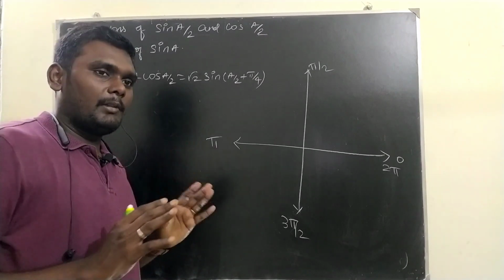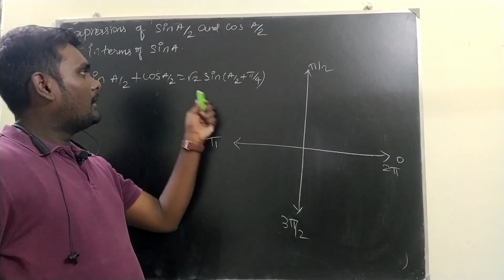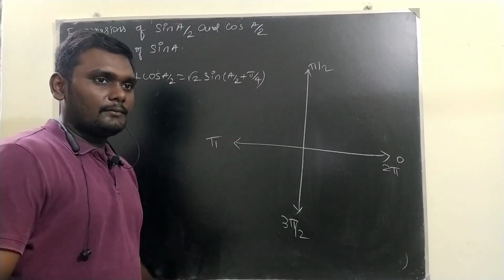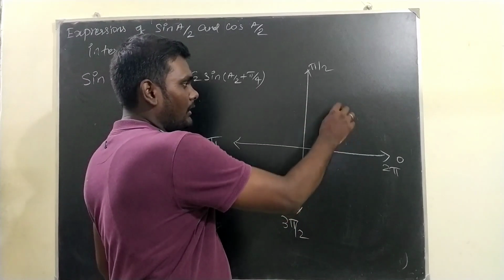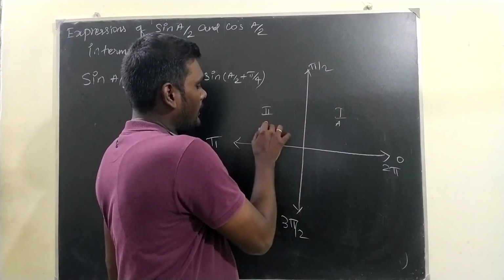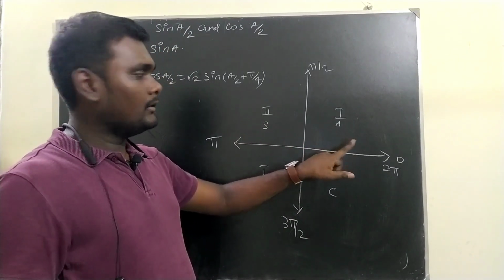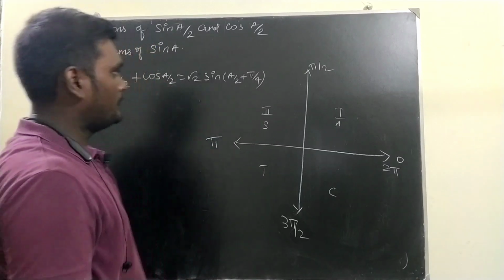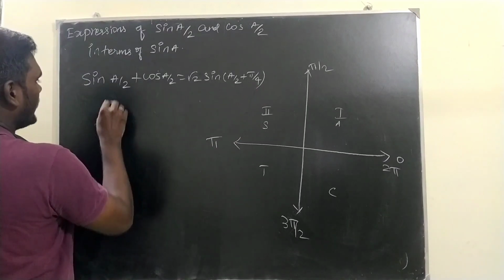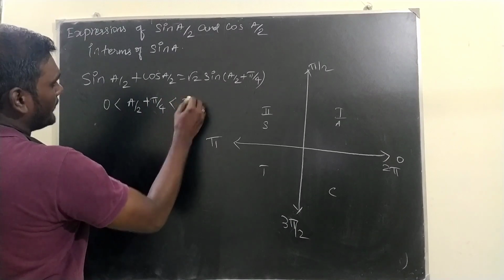We need to find the range of A by 2 when it will be positive. Now, the whole expression is positive and that depends on the value of sin. Sin is positive where? In the first quadrant sin is positive, in the second quadrant sin is positive. You remember A, S, T, C, all silver teacups. Here sin and reciprocal of sin, here all are positive. So, 0 to pi, how much is it? This theta varies from 0 to pi. So, 0 less than A by 2 plus pi by 4, which is less than pi.